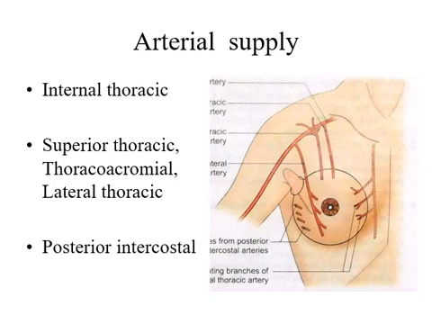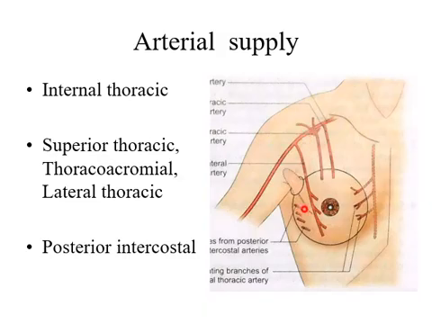Now what is the arterial supply of the gland? The mammary gland is supplied by the internal thoracic artery. This is the internal thoracic artery, and it is a branch of the subclavian artery. Then it is also supplied by the superior thoracic artery. This is the superior thoracic artery. Then this is the thoracoacromial artery, and this is the lateral thoracic artery. These three, superior thoracic, thoracoacromial and lateral thoracic, are branches of the axillary artery.